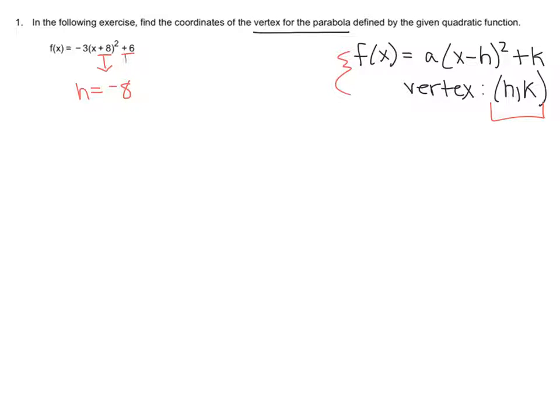Next, we're going to find k, which is the number being added or subtracted to the parentheses, and we're going to take the same sign as that number. So k equals 6. And the vertex of our quadratic function is (-8, 6).